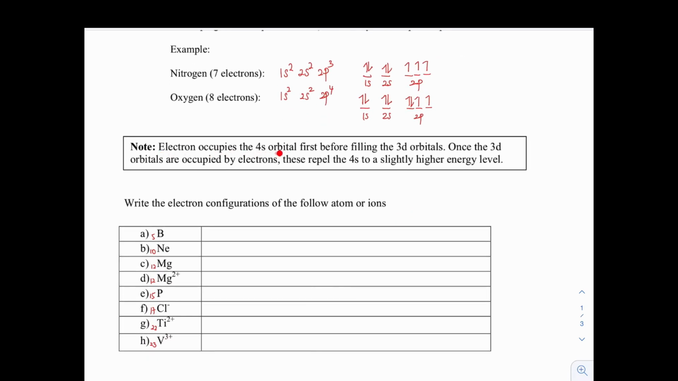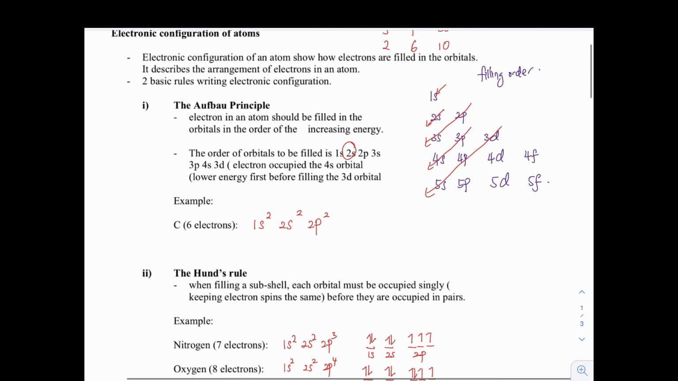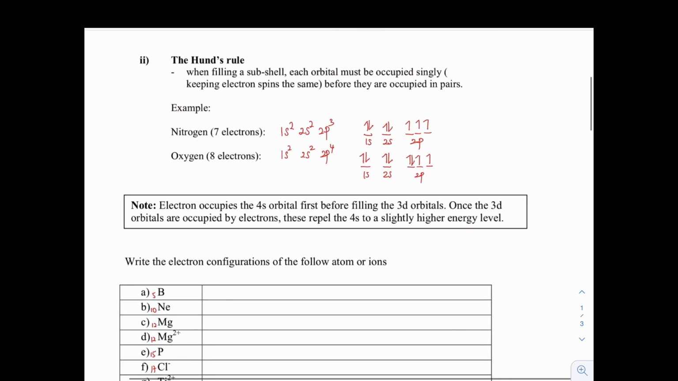Electrons occupy the 4s orbital first before filling up the 3d orbitals. Once the 3d orbitals are occupied by electrons, this will repel the 4s to a slightly higher energy level. It means that according to the Aufbau principle that I've mentioned, you can see that the 4s orbital is filled up first, followed by 3d. It means that the 4s orbital has a slightly lower energy compared to 3d.